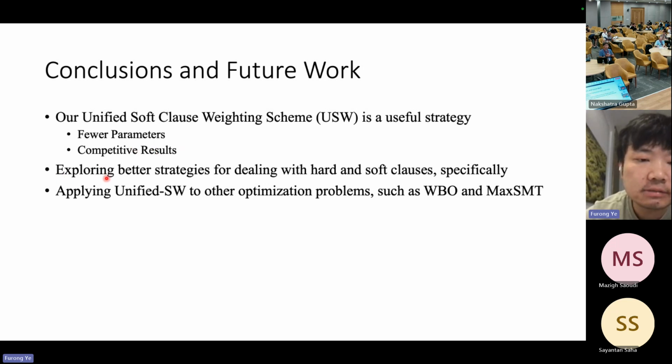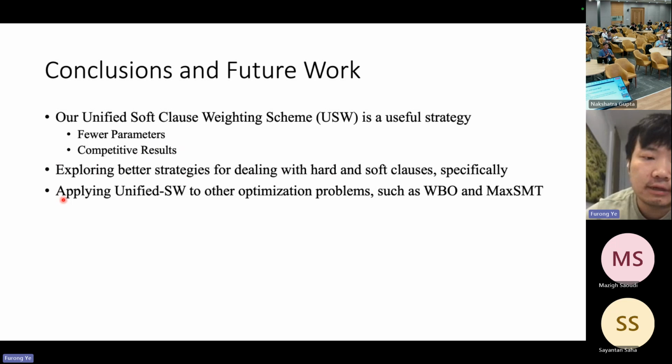In the future, we would like to explore better strategies for dealing with hard and soft clauses specifically, because in our proposed weighting scheme we treat hard and soft clauses differently, and we have a unified operation on all the soft clauses. So when we are trapped in a local optimum, we do not just adjust the weights of one or multiple particular soft clauses. We just tune them uniformly. So in the future, we would like to explore more opportunities in this method.